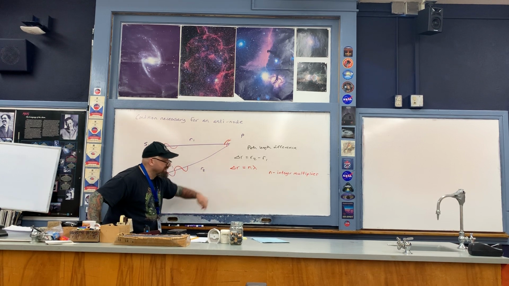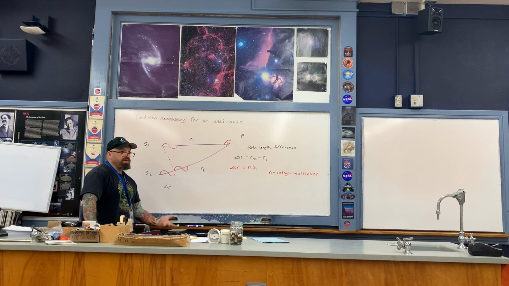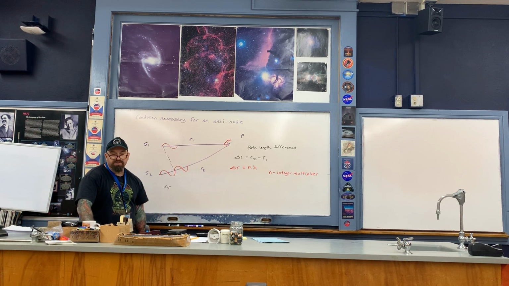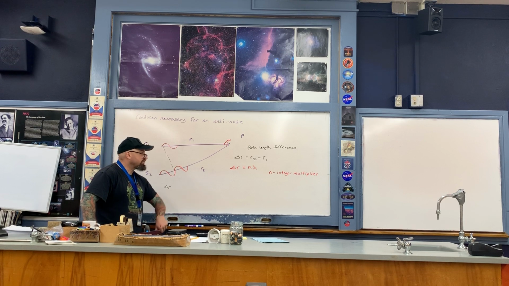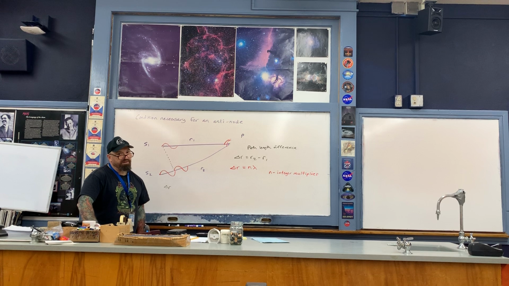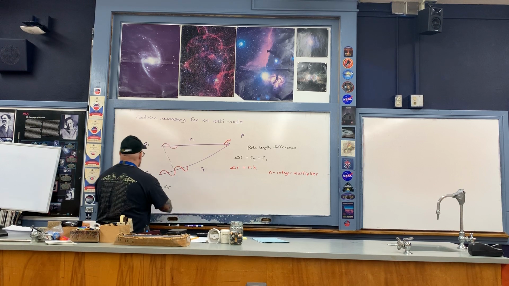All of this can be exactly predicted, by the way, mathematically by the trigonometry associated with the pattern itself, but it's not necessary for us to go through those details here. Just recognizing how the pattern works in terms of the path length difference is perfectly fine. Now, this is the condition necessary for an antinode. What is the condition necessary for a node? Well, that then looks like this.